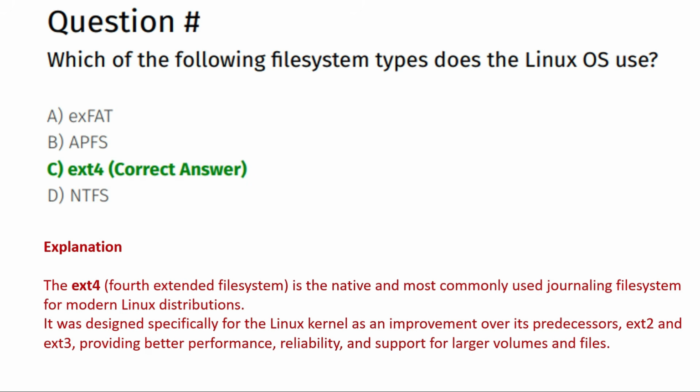The ext4, fourth extended file system, is a native and most commonly used journaling file system for modern Linux distributions. It was designed specifically for the Linux kernel as an improvement over its predecessors, ext2 and ext3, providing better performance, reliability, and support for larger volumes and files. So that's why the correct answer for this question is option C, ext4, fourth extended file system. So let's move to the next question.